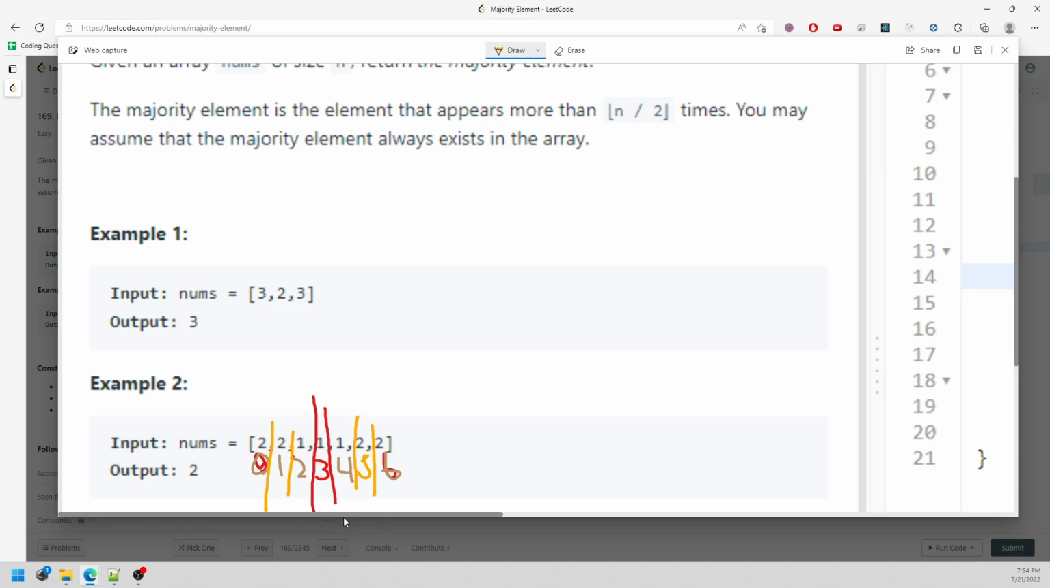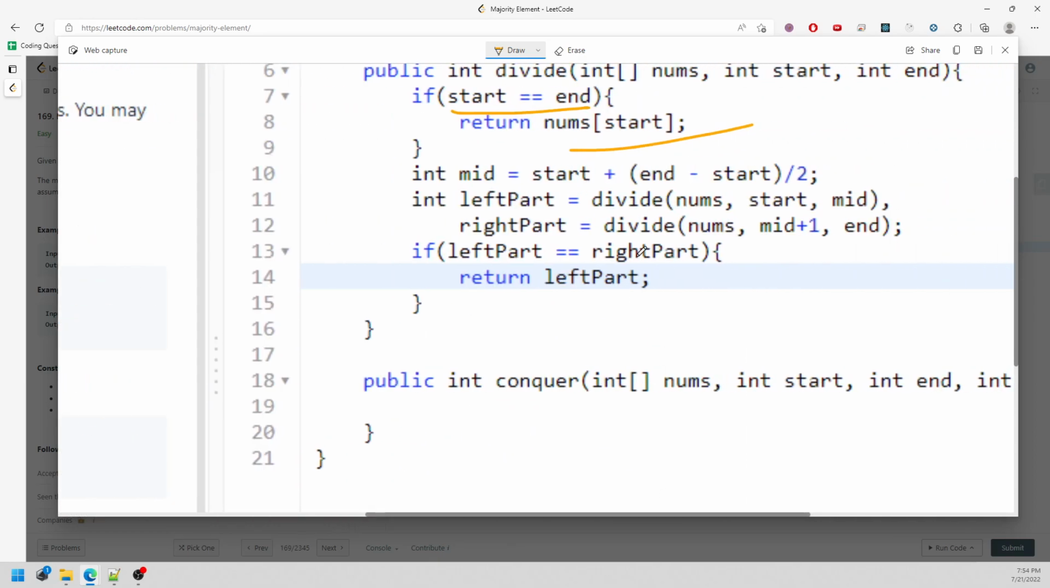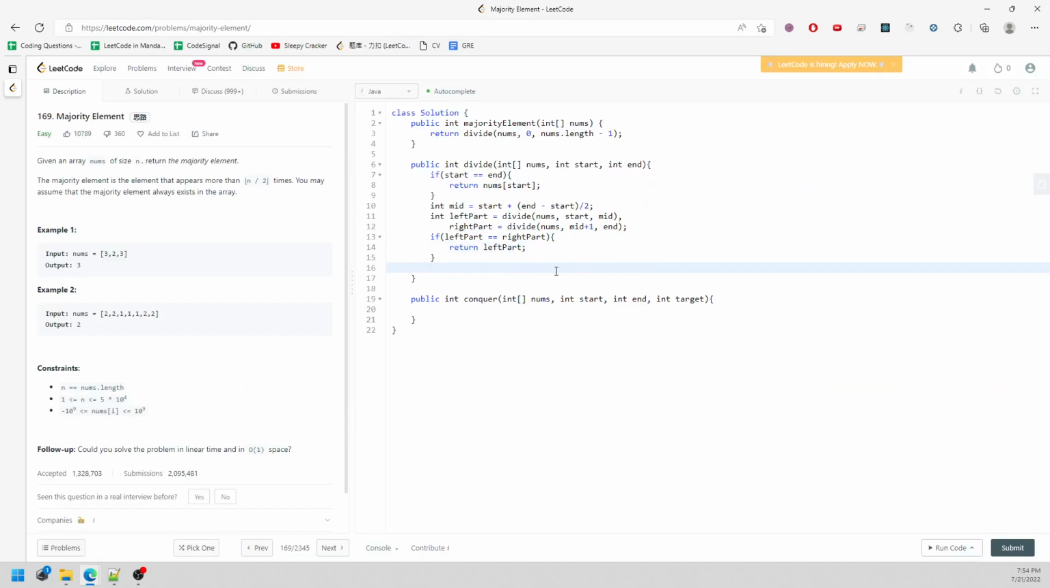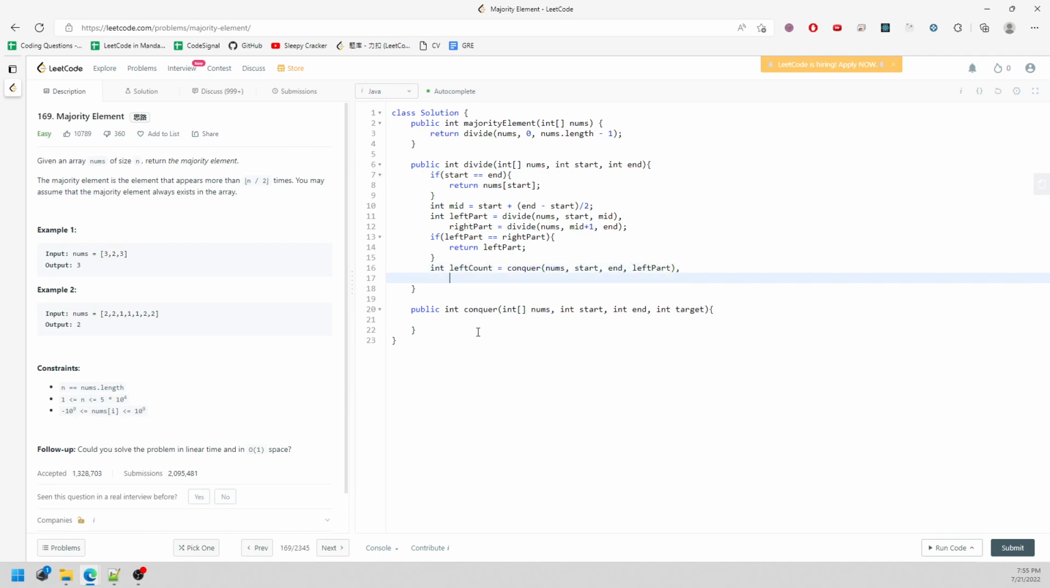Then I will compare with the right part. So if they are equal, then I can just return the left part. Then I need to keep count for my left and right. So I will say left count is equal to conquer nums start and then target, reversing the left part. And this is going to be exactly the same thing for right count: conquer nums start and the right part.